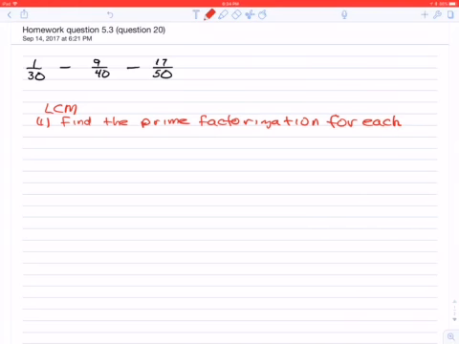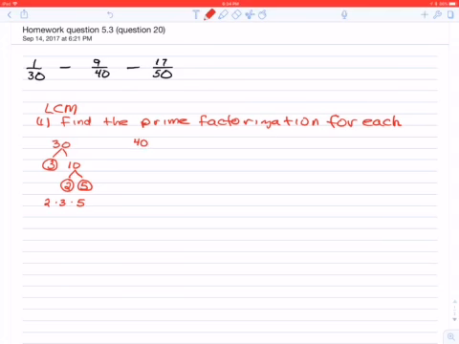All right, so starting with the 30. I'm going to break it down into any two numbers that multiply together to get 30. So I can break it down into 3 times 10. Well, 3 is prime. 10 I can break down into 2 times 5. So my prime factorization for 30 is 2 times 3 times 5.